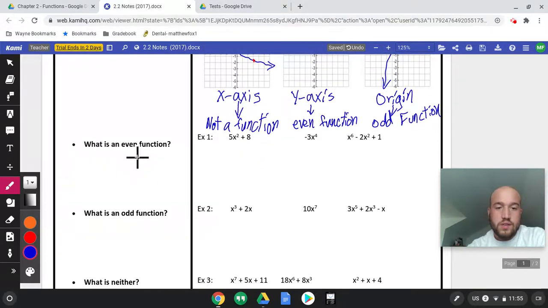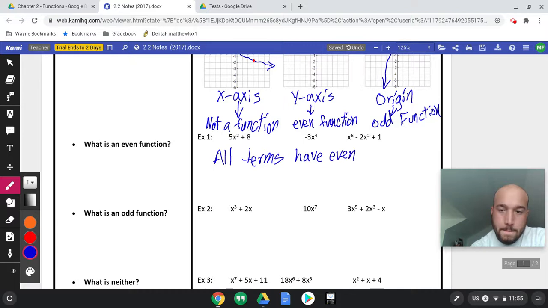Okay, so what is an even function? An even function is when each of the terms have an even exponent. So, all terms have even exponents. And what I mean by that, these are all examples here. So this first one, 5x squared, it's to the square, so that's even, so that works.